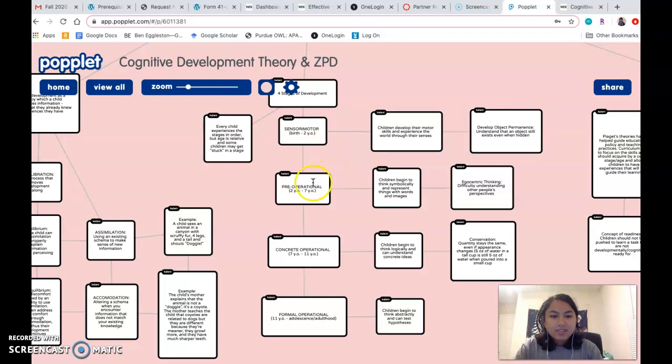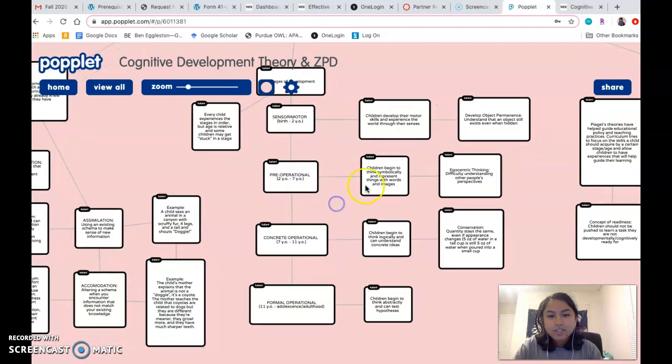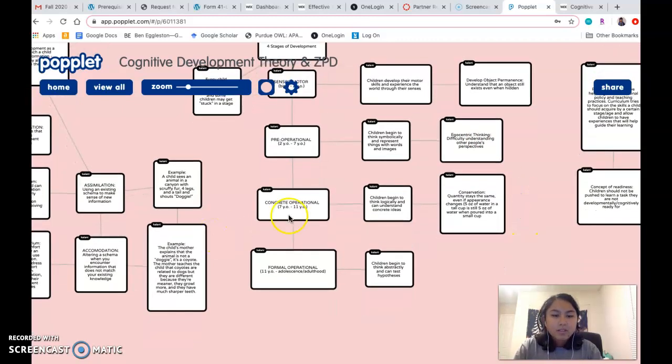The next stage is the pre-operational stage, and this is from 2 years old to 7 years old. In this stage, children begin to think symbolically and represent things with words and images. A special characteristic of this stage is that children are generally egocentric in their thinking, which means they have difficulty understanding other people's perspectives.